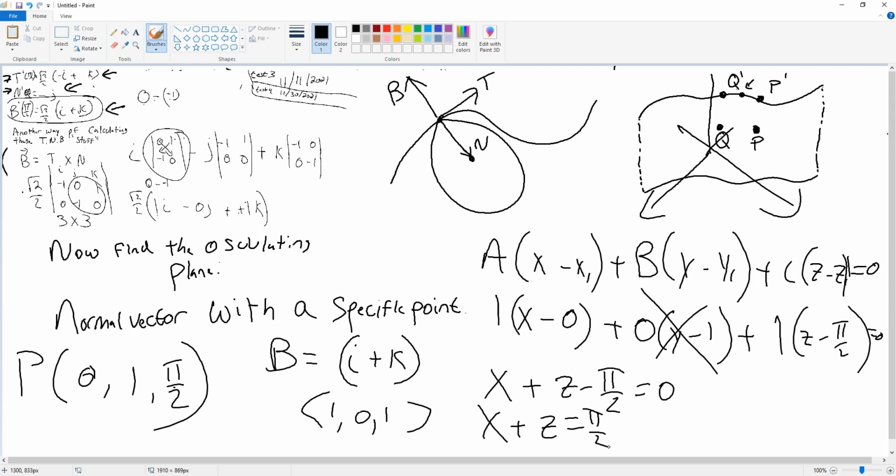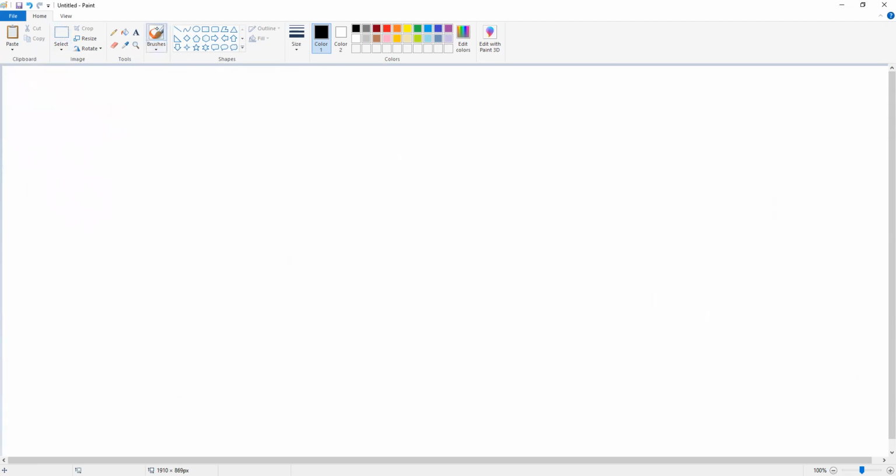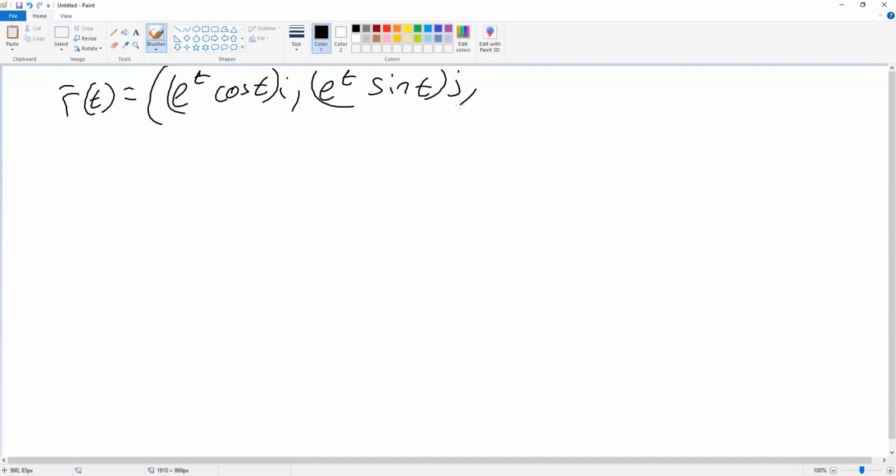Okay, this is gonna be one for you guys to try. We're gonna have r of t equal to... I can leave it like this, I think you guys can handle it.